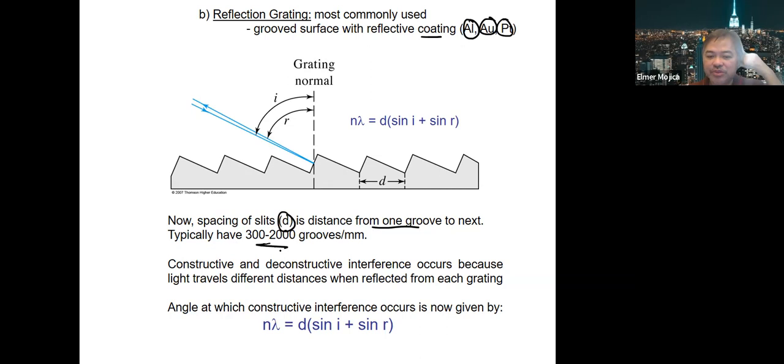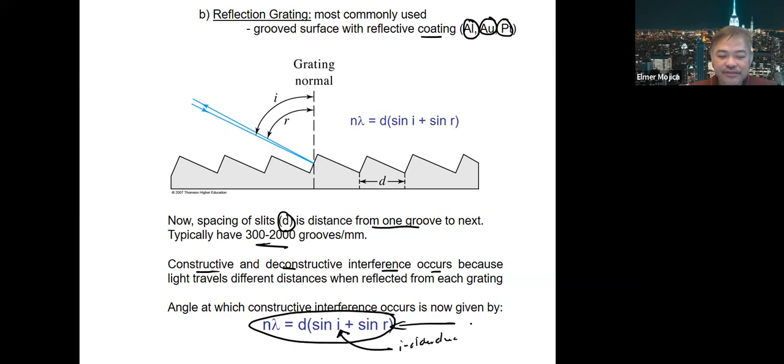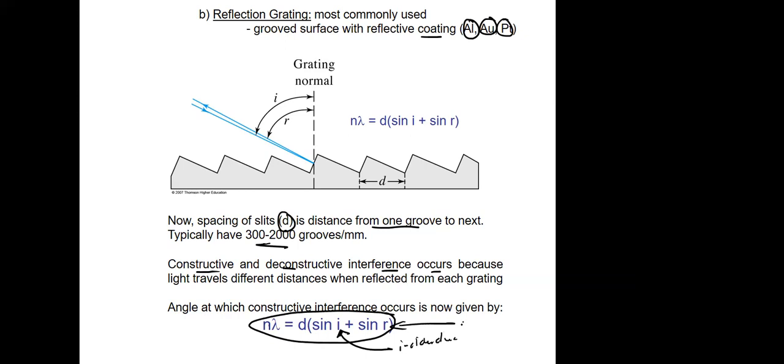What happens here is that constructive and destructive interference occur because light travels different distances when reflected from each grating groove. Constructive interference can occur when n times wavelength equals the distance d times sine of i plus sine of r. What do you think is i? Incident angle. Okay, and r is? Reflected angle. Okay, good.